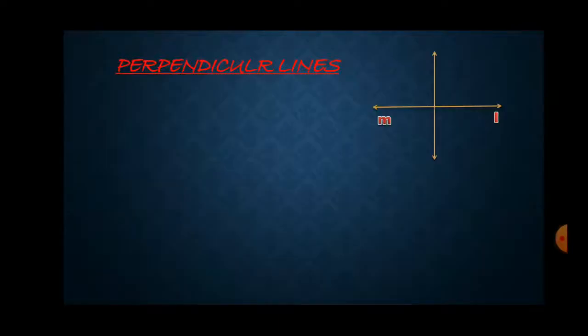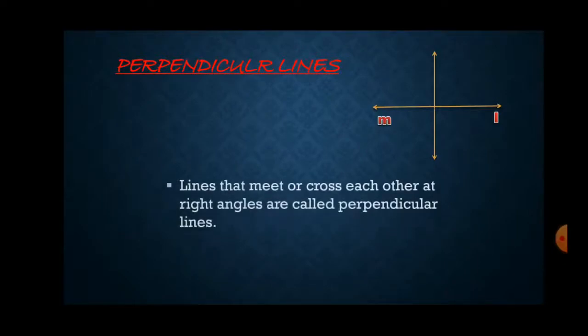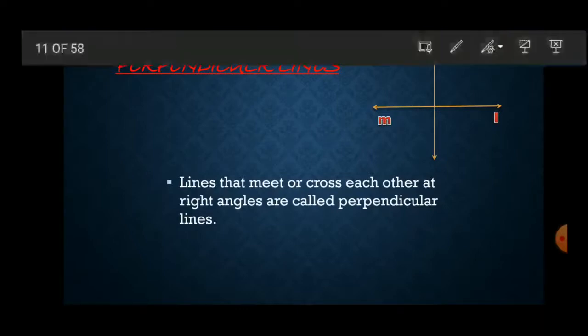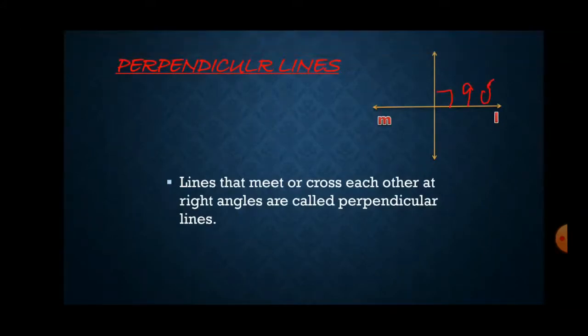The next is perpendicular lines. Lines that meet or cross each other at right angles are called perpendicular lines. We shall discuss about right angles in the further class. This is the right angle, which is 90 degree. The symbol for perpendicular is this.